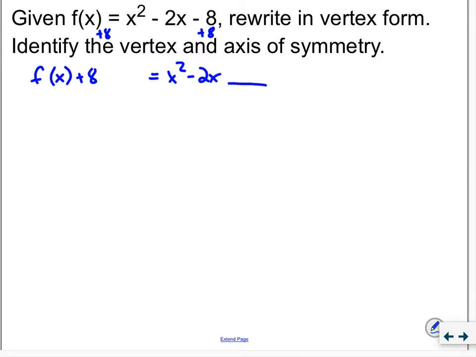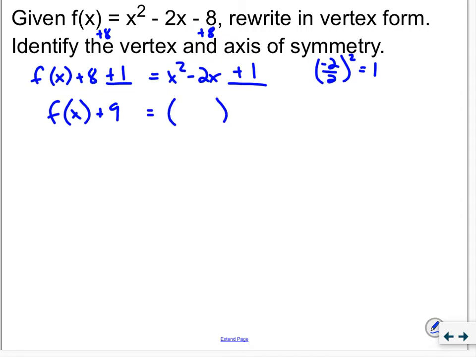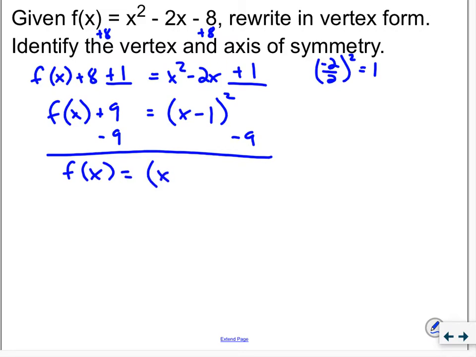So do you know what number goes on both sides? We take that -2, divide it by 2 and square it, +1. So let's put a +1 on both sides. Left side, f of x plus 9. Right side, factor it. It's the square of x minus 1. One last thing to do. Let's subtract that 9 to the other side. Boom. So I get the square of x minus 1, subtract 9. There's my vertex form.